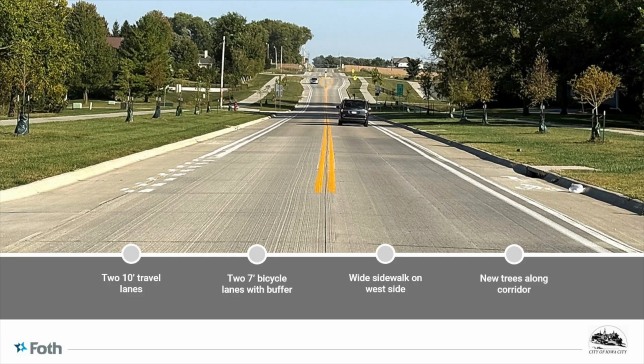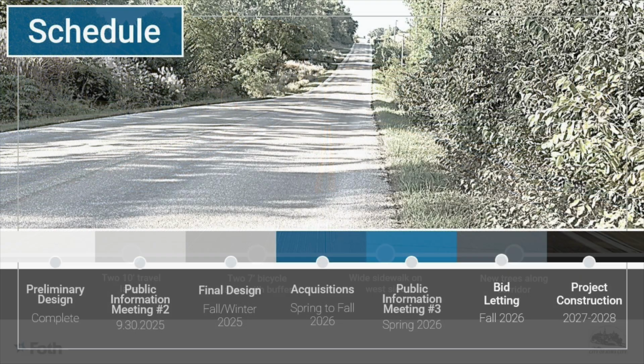So a little bit of a recap here from our first meeting, just so everybody's aware of what this road's going to look like out there. So this is a picture here of American Legion Road. The cross section of the road will be very similar to this. There'll be the 2 10-foot wide travel lanes. We'll have 2 7-foot bicycle lanes with the buffer zone in there. There'll be a wide sidewalk on the west side of the road. And then again, like American Legion, there'll be street trees along the corridor. Similar spacings to what you see out there, and similar variety of species as well.